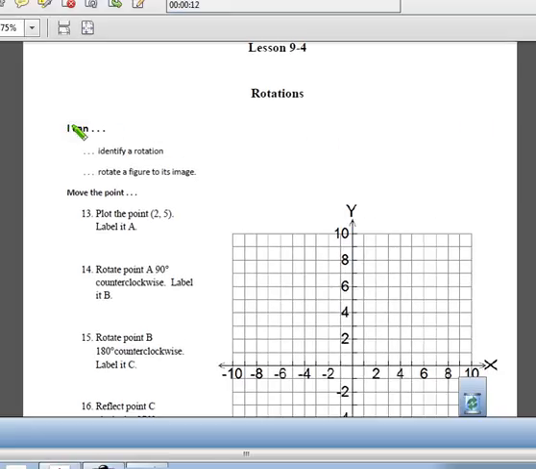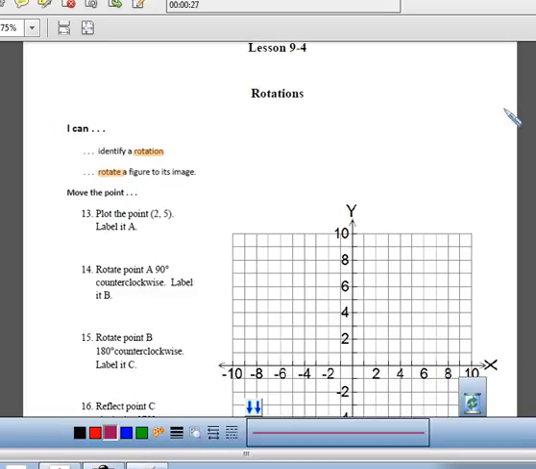So let's take a look at the lesson targets. I can identify a rotation, and I can rotate a figure to its image. Rotations are essentially turns, and we are going to look at the different turns in this lesson and try to understand what we need to expect when we do a rotation. So remember, a rotation is a turn or a spin. I'll talk about the different turns in just a little bit.